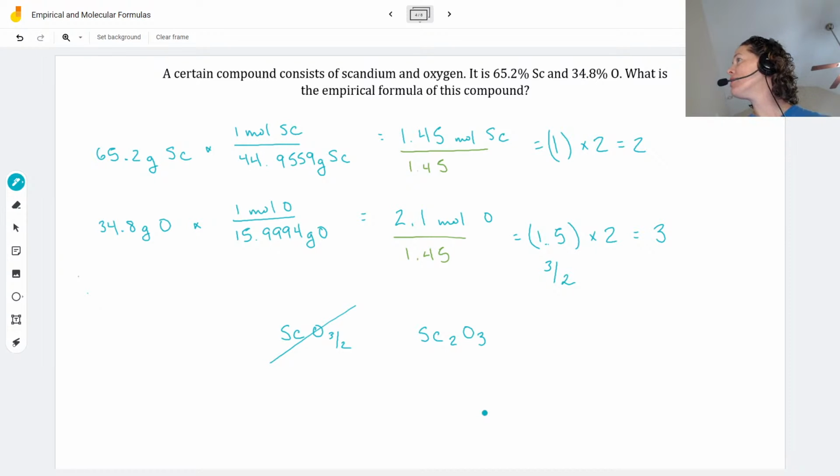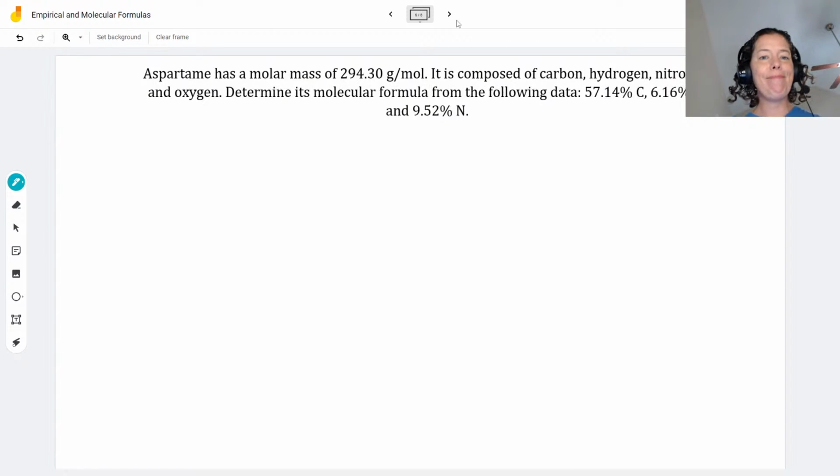Okay, any questions? All right, no questions? Then let's move on to our next one. Okay, aspartame. We're given a molar mass of 294.3. It's composed of carbon, hydrogen, nitrogen, and oxygen. So we want to determine its molecular formula, and that makes sense because we have a molar mass. And we are given the following data.